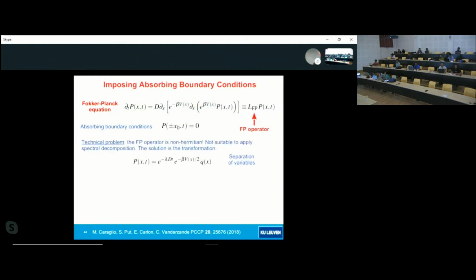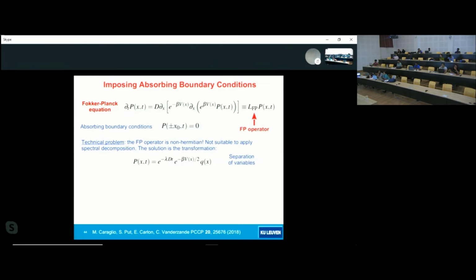All right, now we have a technical problem. It's well known that the Fokker-Planck operator is non-Hermitian, okay? So it's not suitable for a spectral decomposition, because you would like to work with eigenfunctions that are orthogonal with each other. To do that, you take the book of Risken, and this is how it explains how to do it.